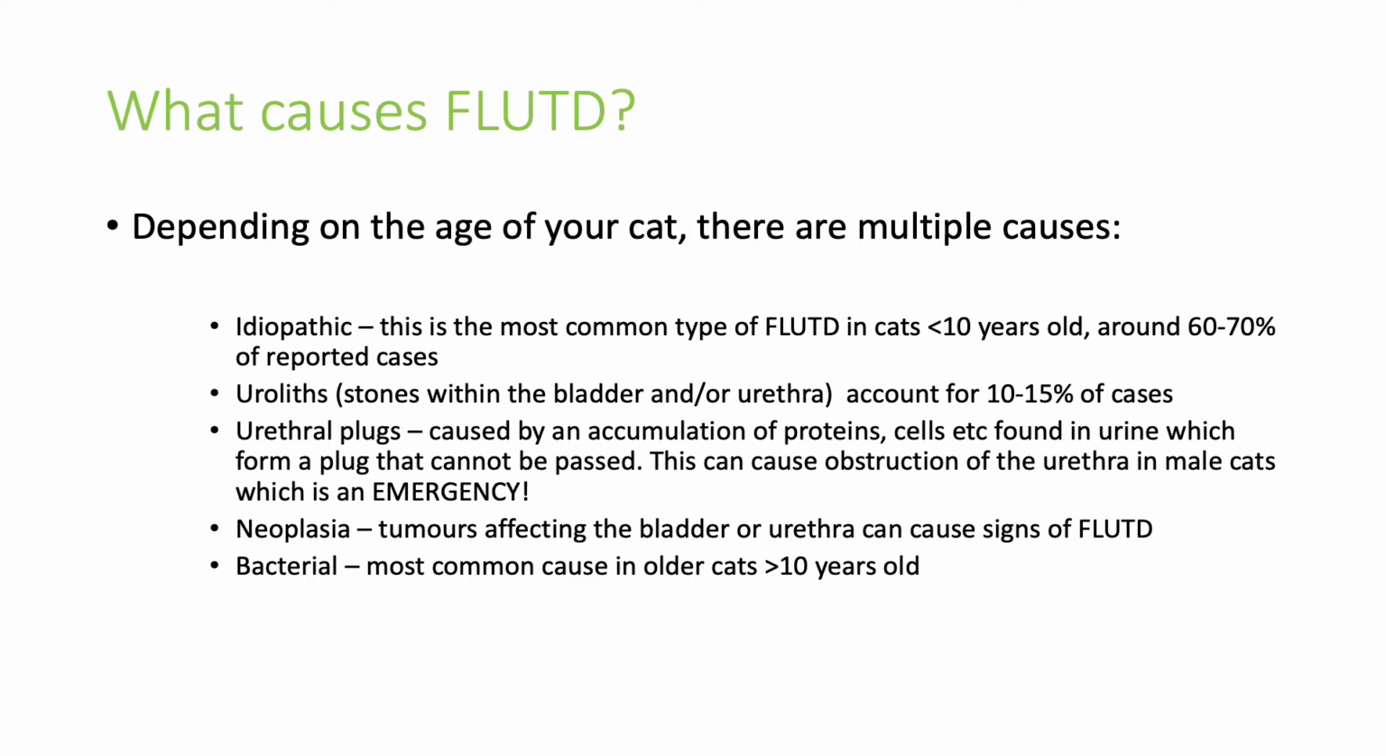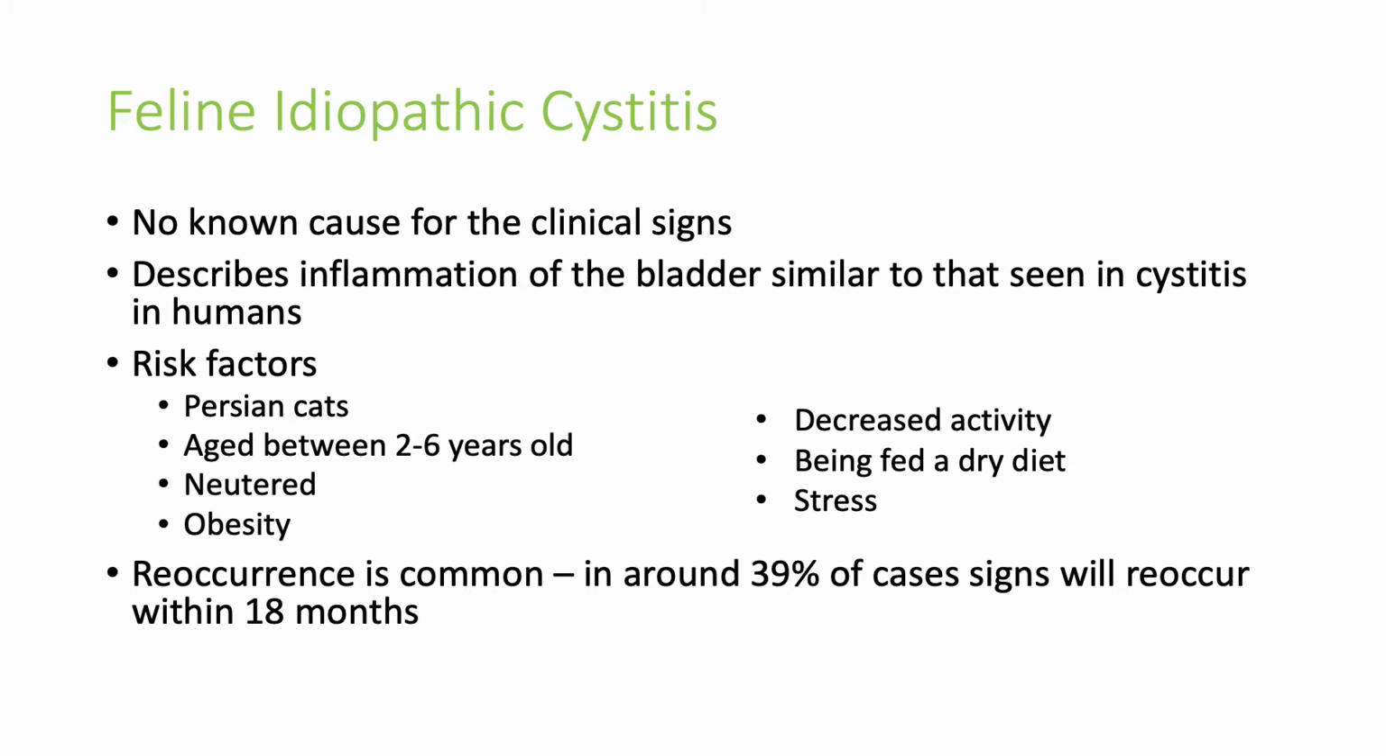You can also get urethral plugs. These are caused by an accumulation of proteins and cells that are normally found in the urine, which form a plug that cannot be passed. In cats, they have a much narrower urethra, and this plug can cause a blockage and result in an emergency. You can also get tumours affecting the bladder and the urethra, and the most common cause in cats older than 10 years old is a bacterial infection. As I said previously, the most common cause is feline idiopathic cystitis, so there is no known cause for the clinical signs. This describes inflammation of the bladder, similar to that seen in cystitis in humans.